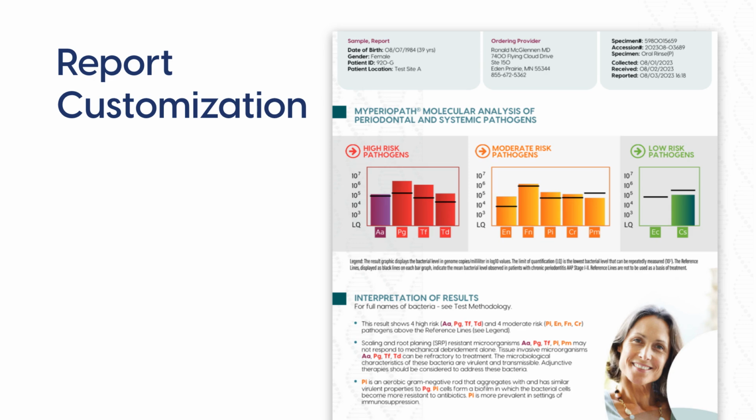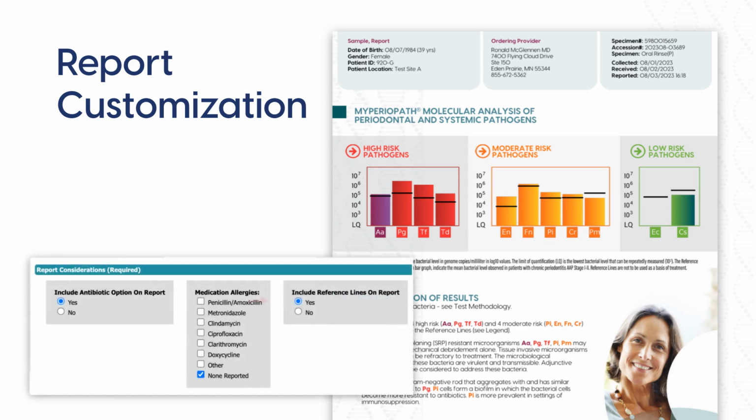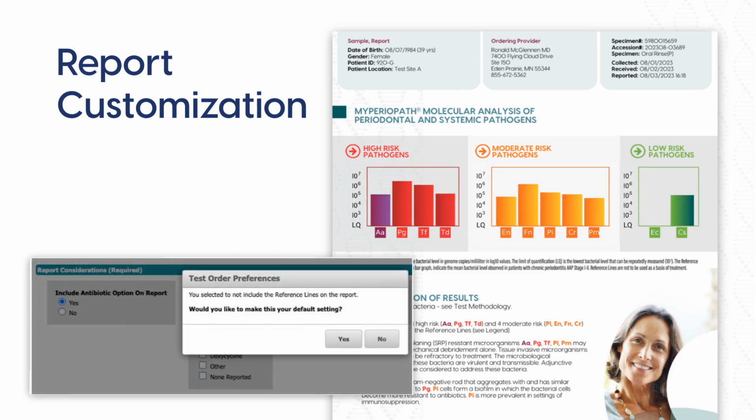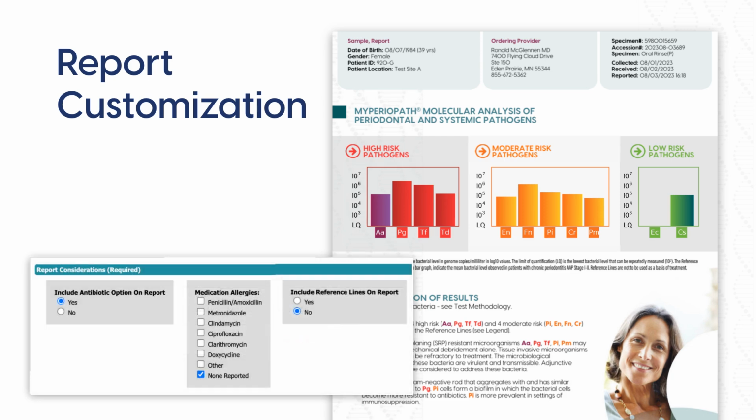Reference lines are optional and here for your consideration. The report is even customizable during the order process to include or exclude this section on the report. Once selected, the option to include or exclude can become your default for all future orders by selecting Yes on the Order Preference pop-up. This default can be changed at any time or customized for each order.